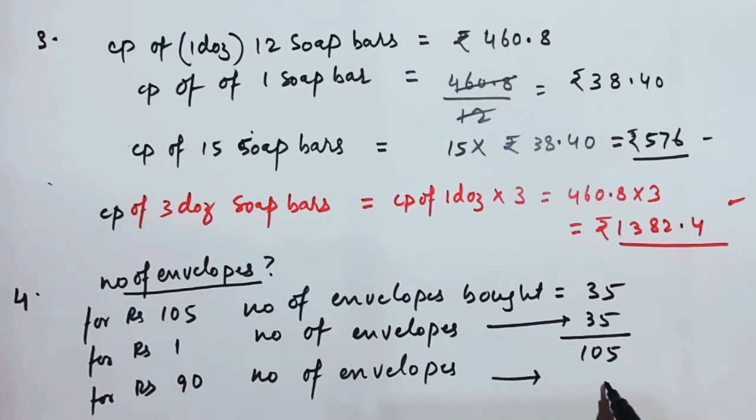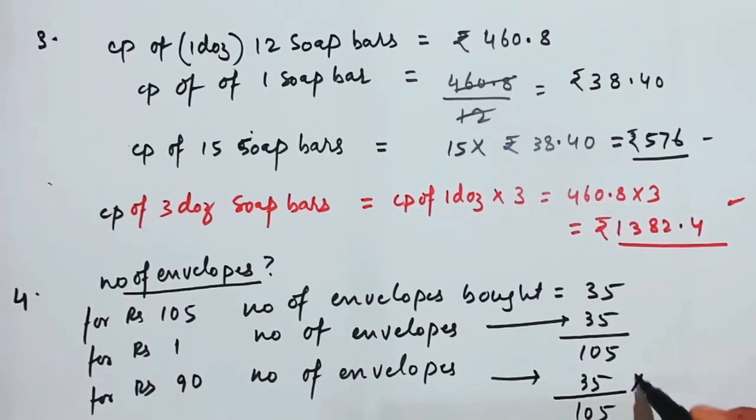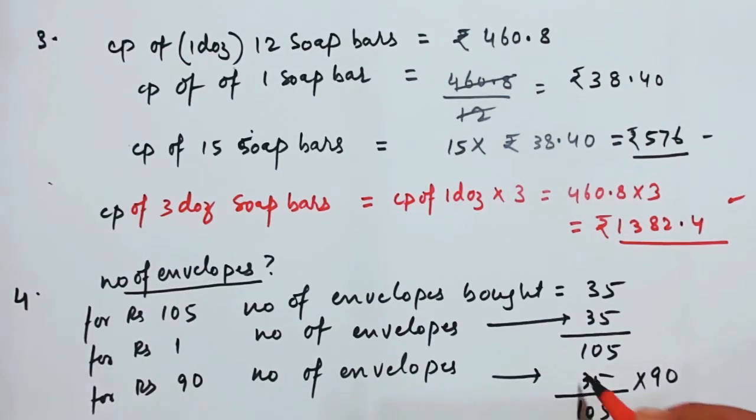35 by 105. 35 by 35, or let me say 35 by 105 times 90. Okay, so let us do some cancellation work. I think with 7, 5 times 7, how many times? 1 times 5 times 5, 3 times 3, 30 is equal to how much? Is equal to 30 envelopes.